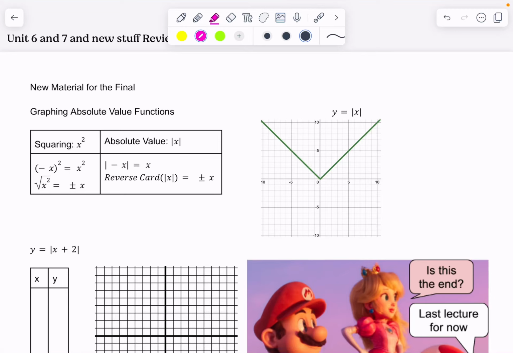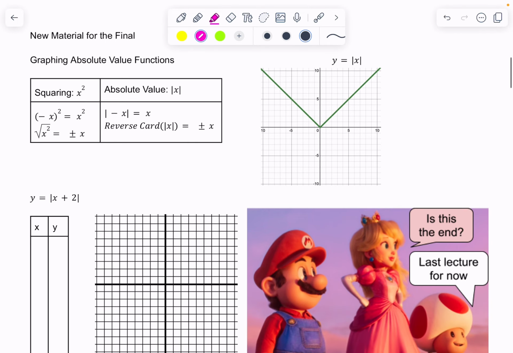Hello, Algebra 2. This is going to be our last lecture. Is this the end? At least for lectures, it is. No new material, at least. I just want to cover some things that will be on the final, but I didn't harp on it too much thus far in the review, so I just want to make sure that we're on the same page as we know what it is.